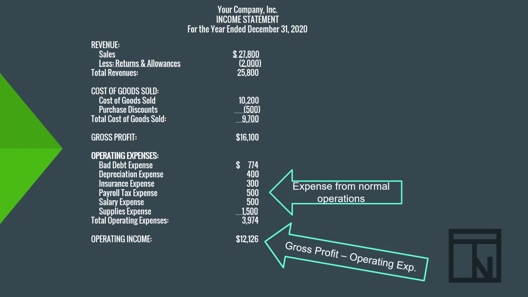So if we only look at operating income from year to year, it gives us a pretty smooth and comparable number to see how much we're growing in our sales and efforts as a business year over year. So that's the purpose of operating income. And again, that's gross profit minus our operating expenses.